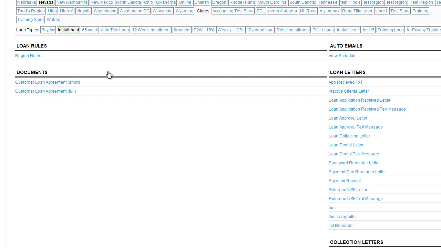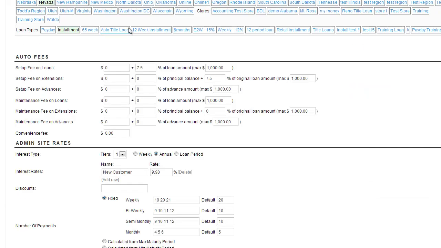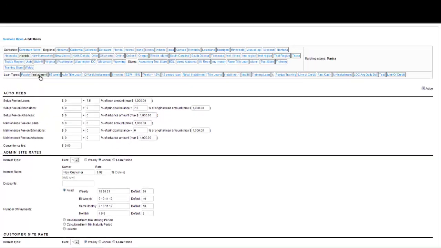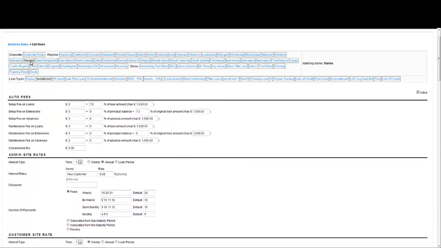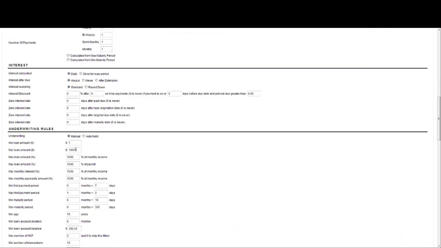If ever you want to re-edit or revisit something, maybe you didn't like the way you initially put it in, go back, make sure that you're on installment, you're working with the same region and store, and you can adjust these numbers again. Really, it is that simple, and I hope this video was helpful in helping you to understand what these underwriting rules do and how easy they are to edit.